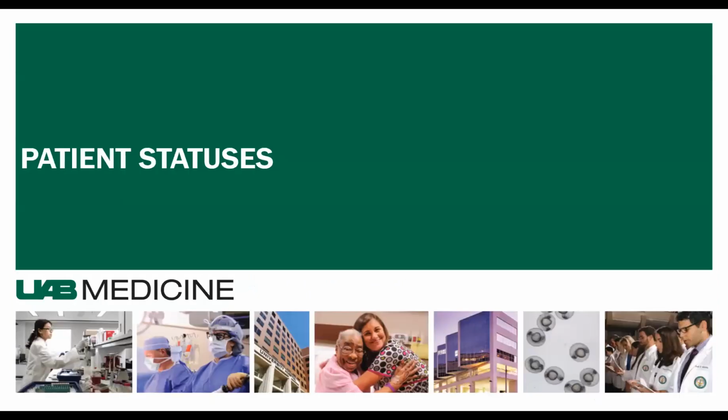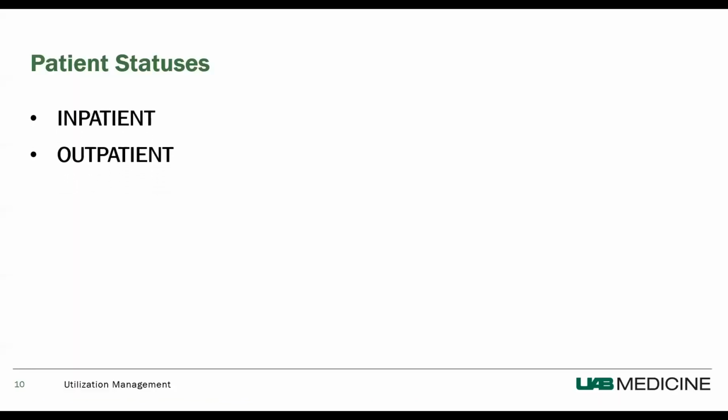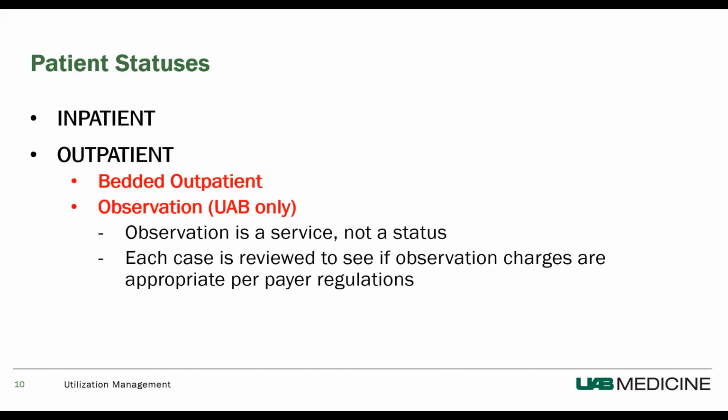So now I want to talk about statuses and how we determine those. There are only two in the real world. You are either an inpatient or you are an outpatient. UAB likes to complicate things because we break outpatient down into two statuses. We have a bedded outpatient, and we also look at observation as a status, but in the real world, it is not a status. It is a service, and all of our observation cases are reviewed to see if observation charges are appropriate based on payer regulations.